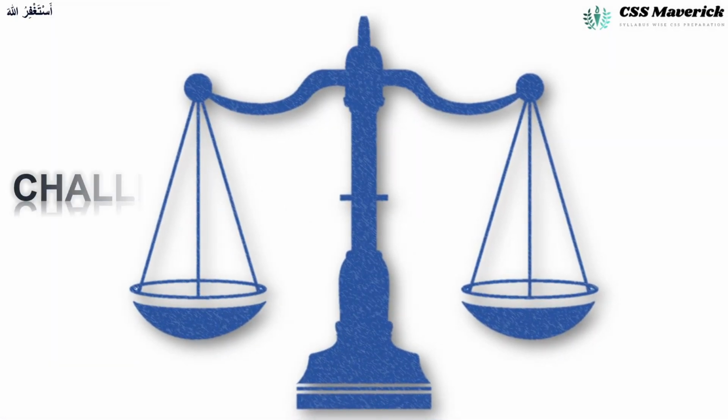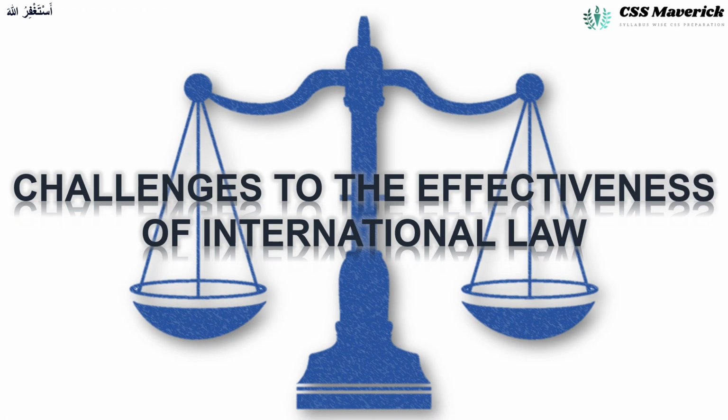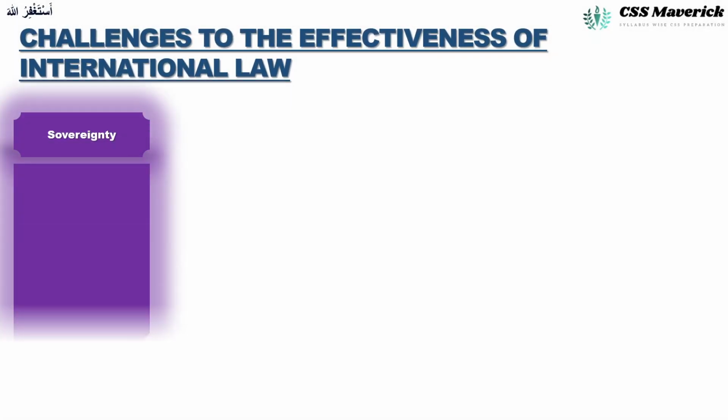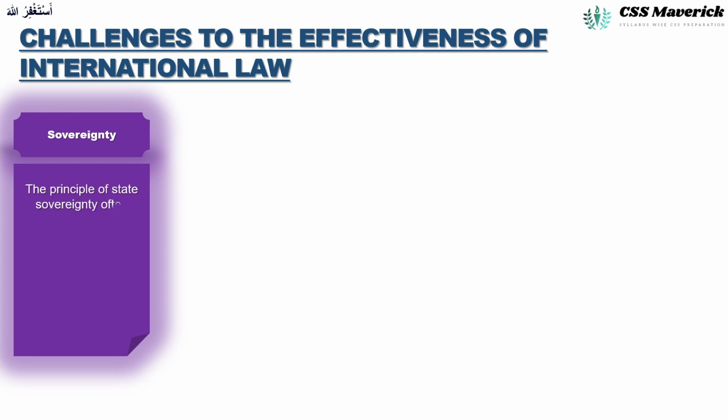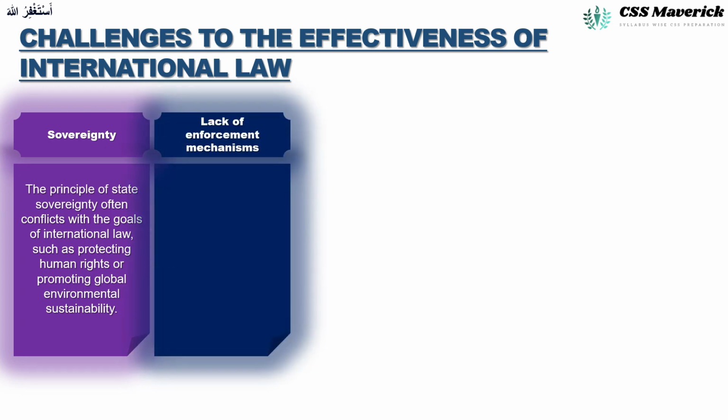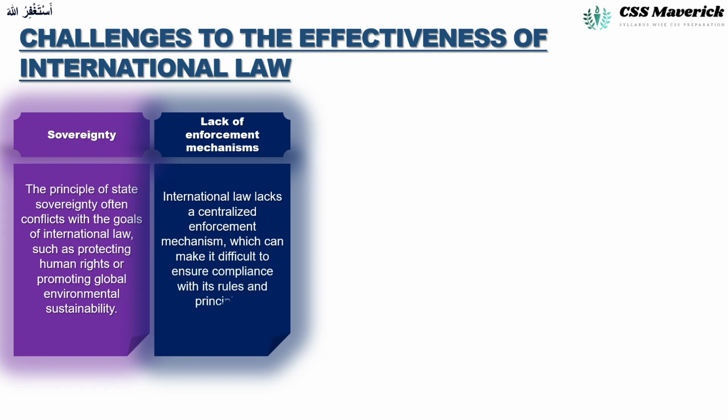With this, I come over to the challenges to the effectiveness of international law, in which first of all, sovereignty. The principle of state sovereignty often conflicts with the goals of international law, such as protecting human rights or promoting global environmental sustainability. The second is the lack of enforcement mechanisms. International law lacks a centralized enforcement mechanism, which can make it difficult to ensure compliance with its rules and principles.